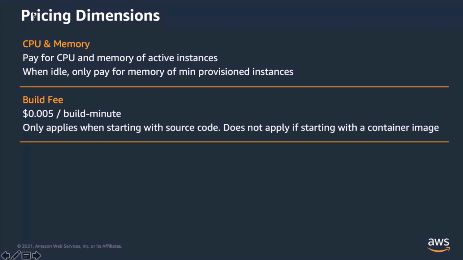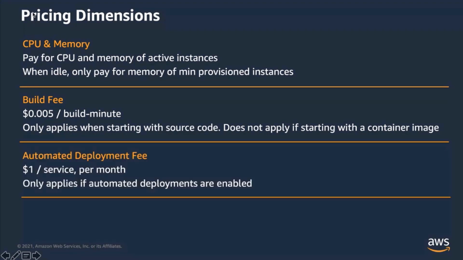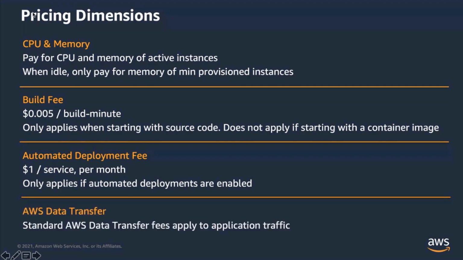But the other dimensions for pricing are build fee. So there's a $0.005 fee associated with every build minute. So as long as your application is building, we will charge you $0.005 per minute. And this obviously only applies when you're starting with source code. It does not apply if you're starting with a container image. And if you do opt into the automated deployments that we just saw, there is a $1 fee per service per month. And finally, data transfer wise, any data transfer in and out of your application instances will incur the standard AWS data transfer fees.